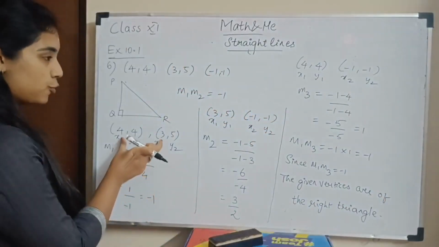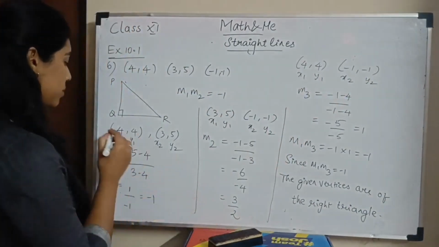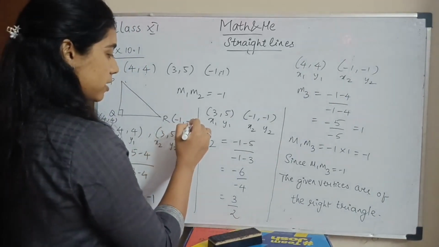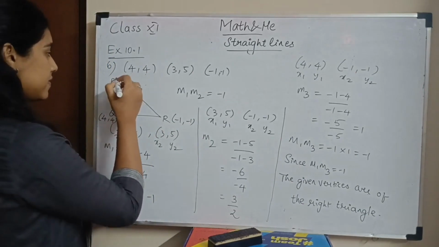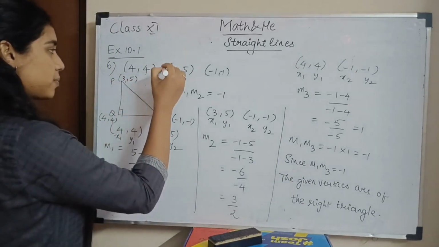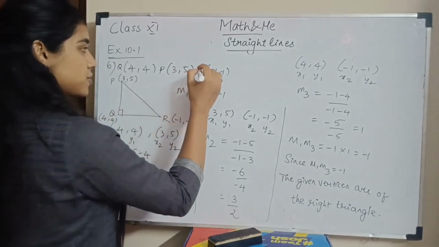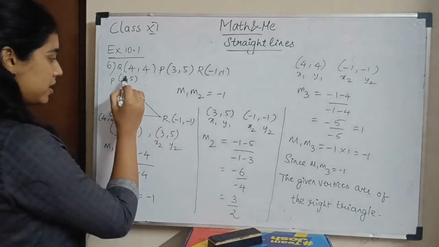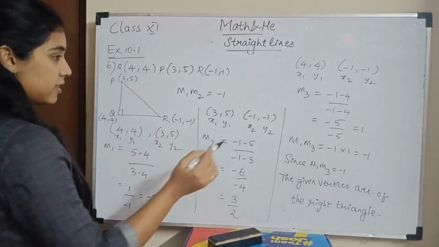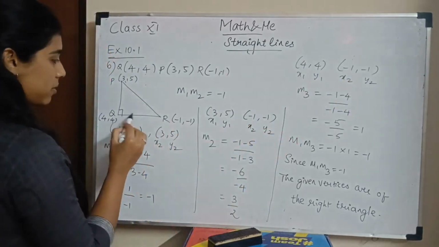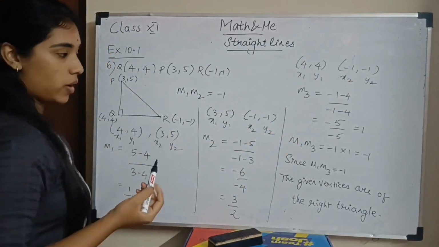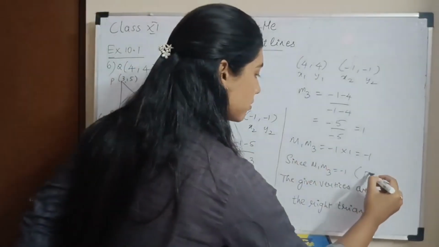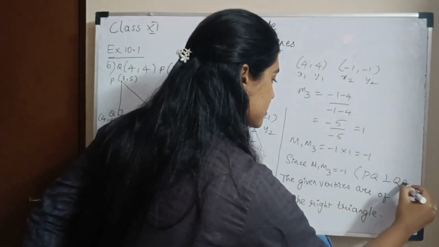So what do you see in these 2 pairs? The common point is (4, 4). So the point Q is (4, 4), the point R is (-1, -1), and the point P is (3, 5). So this is your P, this is your Q and this is your R. The slope of PQ is -1. The slope of QR is 1. So what do you have? Since the product of the slopes is -1, we have PQ perpendicular to QR. Hence it is a right triangle.